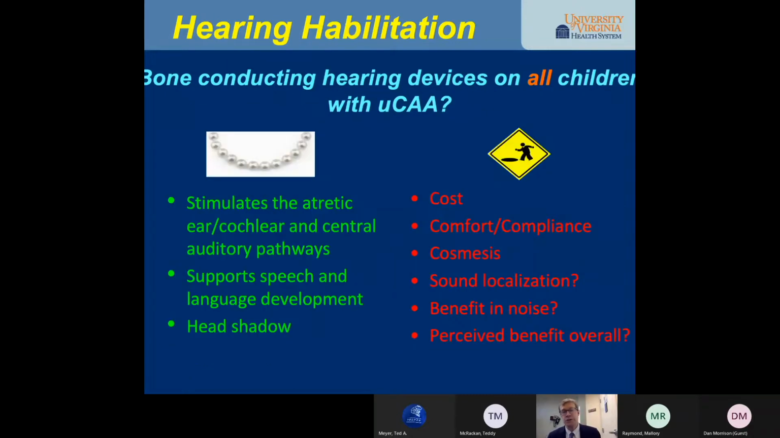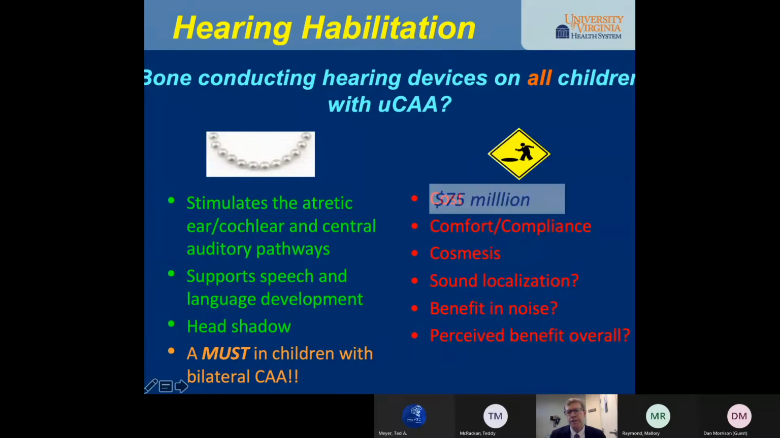So we're using resources, but those unilateral sensorineural hearing loss kids still face challenges. So we get back to the pros and cons, and I'll go back to the cost. Again, a must in children with bilateral aural atresia. If we estimate the prevalence of atresia at 1 in 10 to 20,000, and there are 330 million people in the United States, I estimated that the cost would be about $75 million to outfit every child with unilateral aural atresia with a bone conducting hearing device.